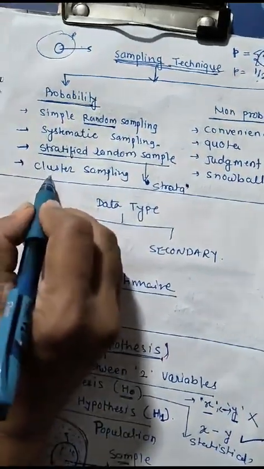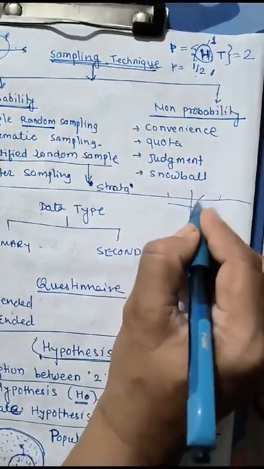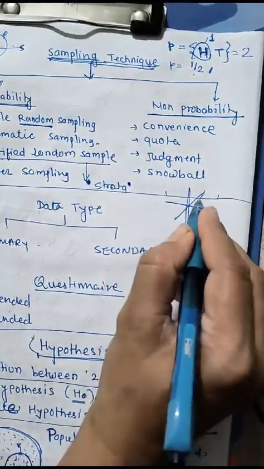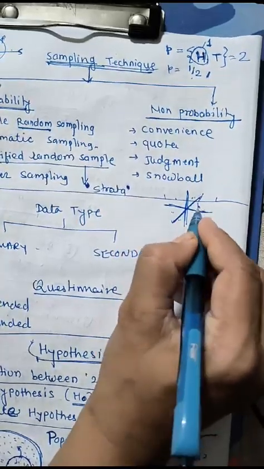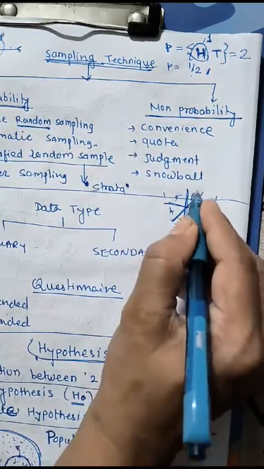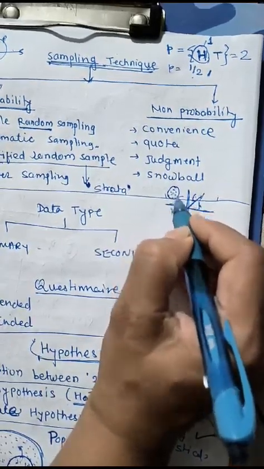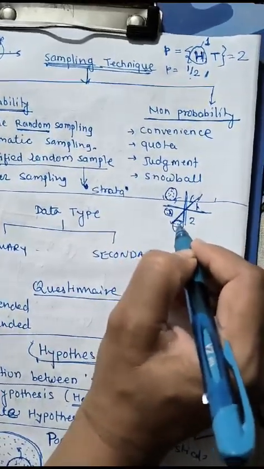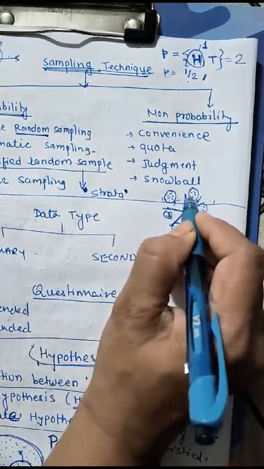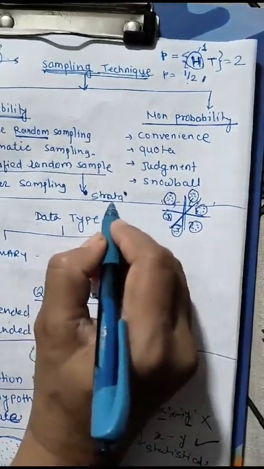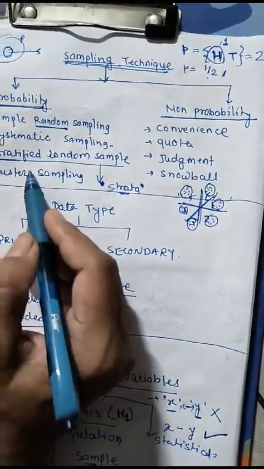Then the next technique is cluster sampling. For example, if we divide the population or respondents on the basis of location into different categories or clusters, first, second, third, fourth, fifth and sixth cluster, and we take responses from those different clusters, that type of sampling is called cluster sampling. Clusters and strata are two different things. So these are the 4 probability sampling techniques.